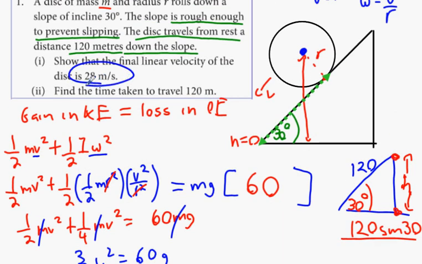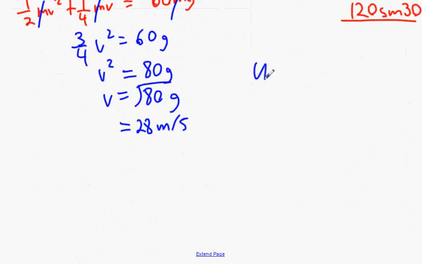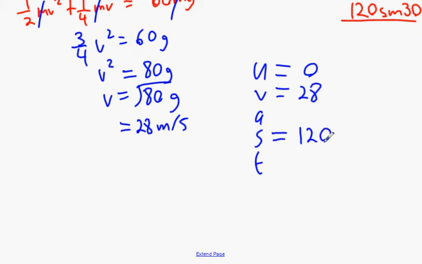Now, find the time taken to travel the 120 meters. How fast did we actually do this? Good old UVAST, lads. Our u value is 0, our v value is 28, our s value is 120. We've got to find our t value. So if we find the acceleration, we can then use the acceleration to find the time. So what we can say is v squared equals u squared plus 2as.